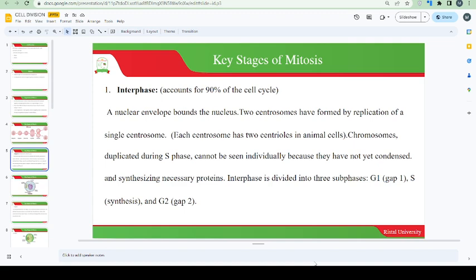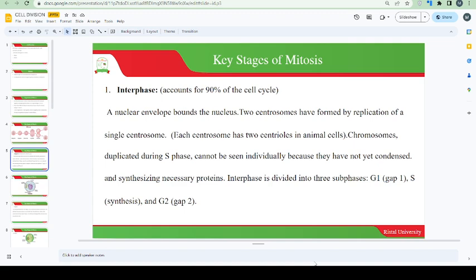Interphase. Interphase accounts for 90% of the cell cycle. During interphase, a nuclear envelope bounds the nucleus. Then two centrosomes are formed by replication of a single centrosome. Each centrosome has two centrioles in animal cells.